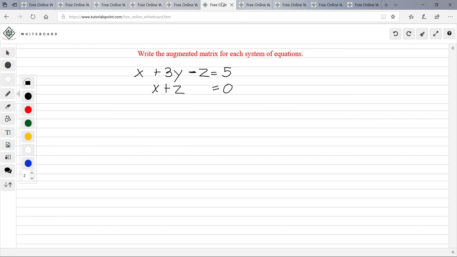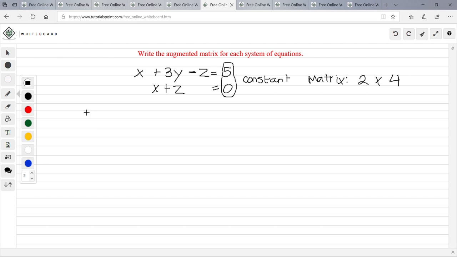Okay, now it says write the augmented matrix for each system of equations. So let's look at this. We have x plus 3y minus z equals 5, and then we have x plus z equals 0. We do not have a y in the second one, so we're going to make sure we put a 0 wherever there's a y. And then this 5 and 0 are what we call our constants. First off, let's figure out the size of this matrix. So how many rows? 1, 2. And how many columns? 1, 2, 3. Remember there's a y, so it's going to be 3. And then the constant column is the fourth. It would be 2 by 4.